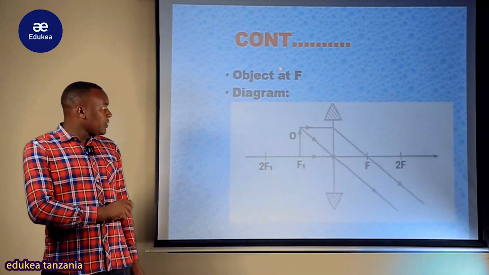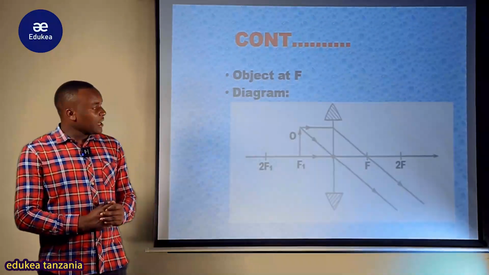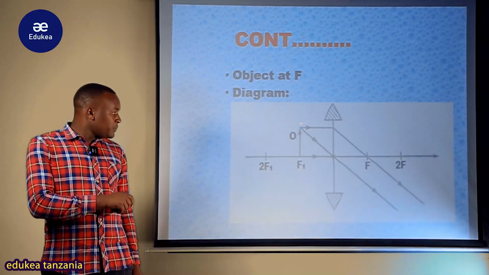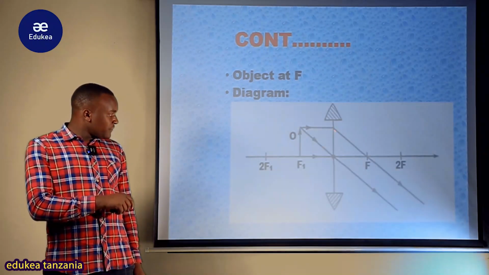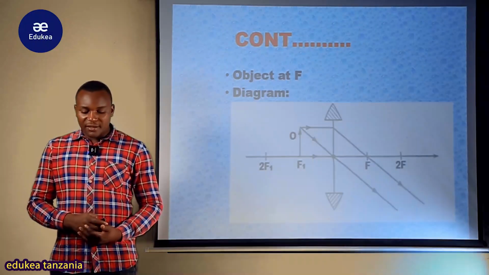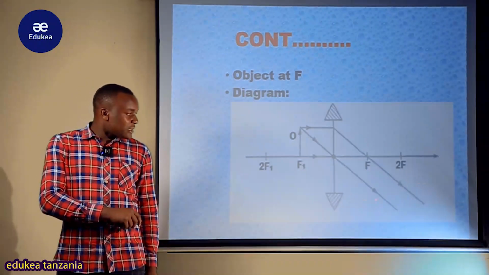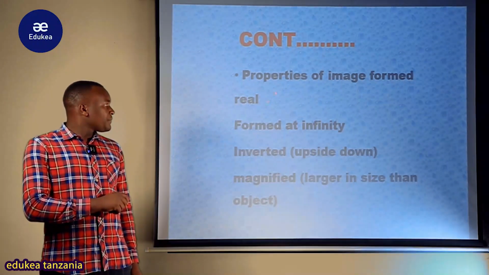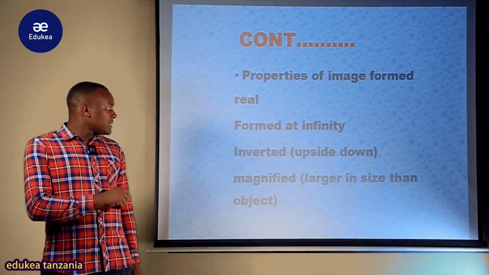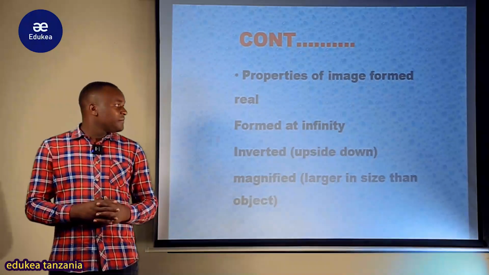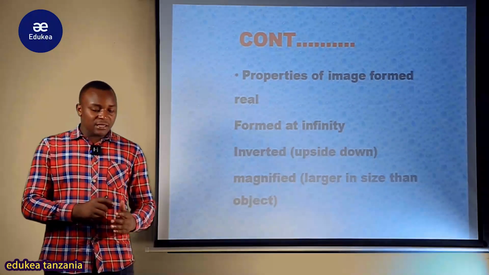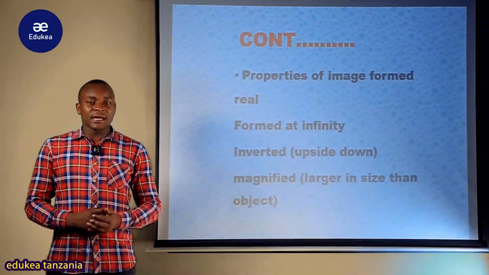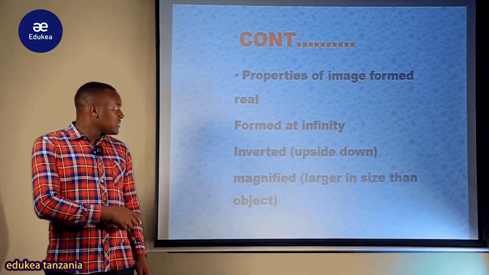Tuangalie property nyingine ya object at F. Object katika principal focus. Diagram yake inakuwa kama hivi. So at this point, if we want to find image, inakuwa kama hivyo. So as you can see, this image itatokea katika infinity. Property zake tunasema property of image formed. Number one, it is real but also formed at infinity. It is inverted means upside down, but also magnified means larger in size than object.